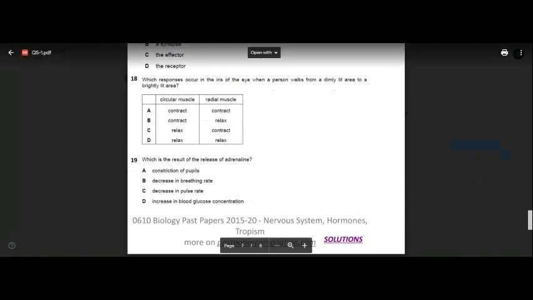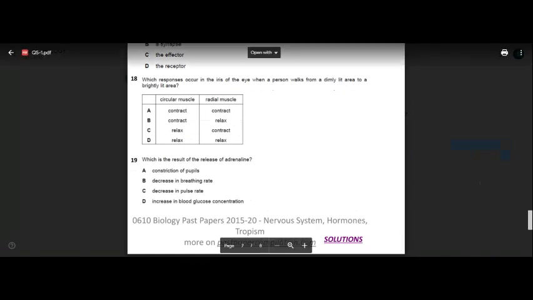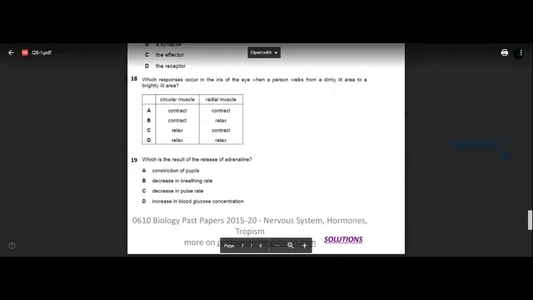Sorry, I said it wrongly. So when there is more light, in order to protect your eyes, you should get a smaller pupil. So in order to get a smaller pupil, that circular muscle should contract and the radial should get relaxed. So B is the answer. So the iris becomes smaller. I have discussed this one before.